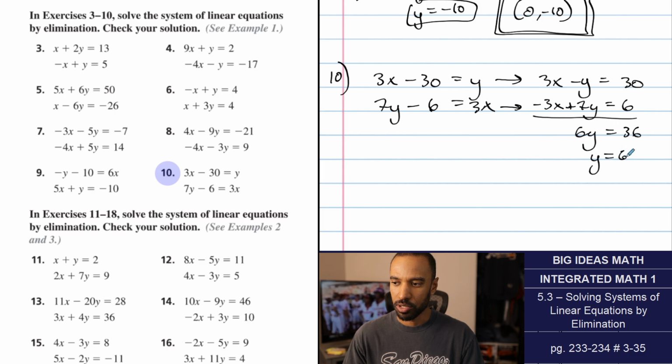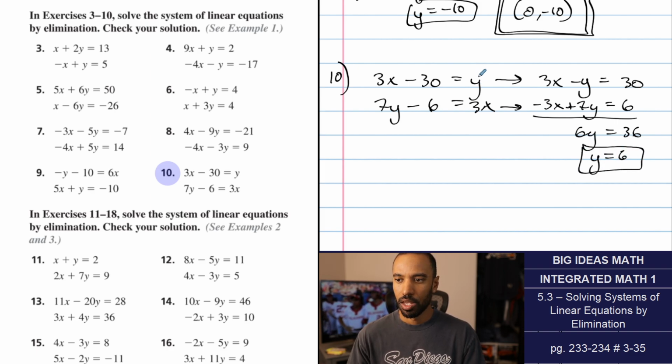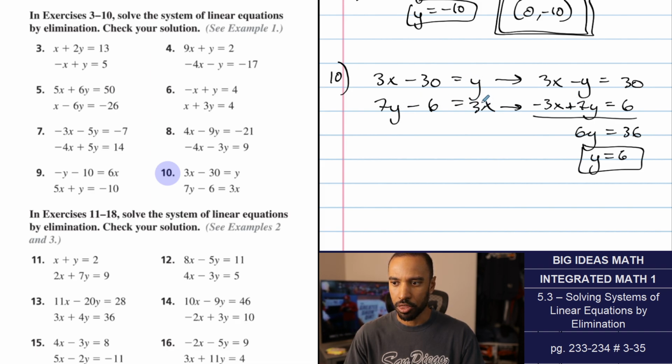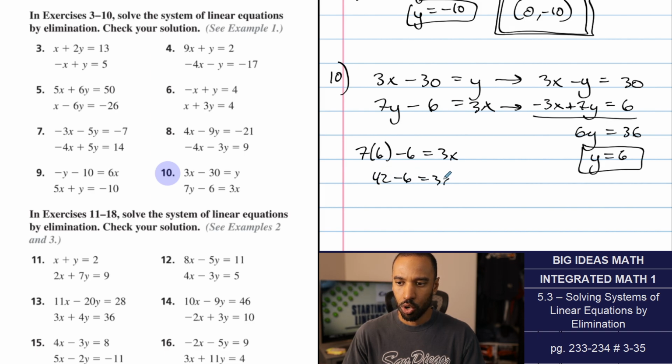Divide both sides by 6, you get y equals 6. You can take an original equation if you'd like to here. This y is already by itself. Well, let's do this bottom one. The 3x is by itself in a way. So 7 times 6 minus 6 equals 3x. That's 42 minus 6. Or 36.